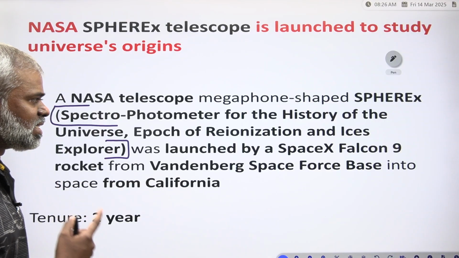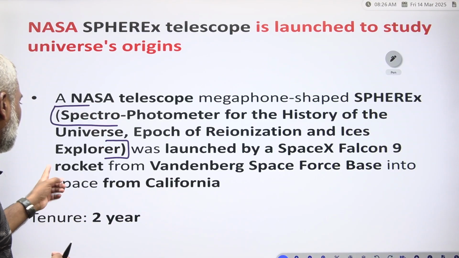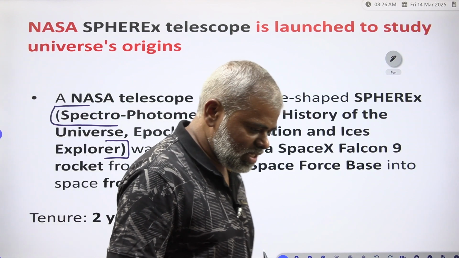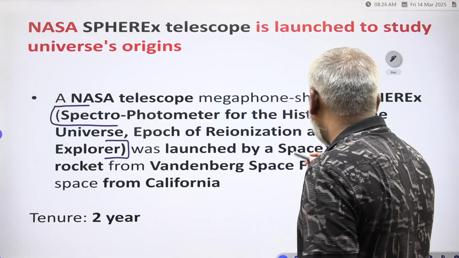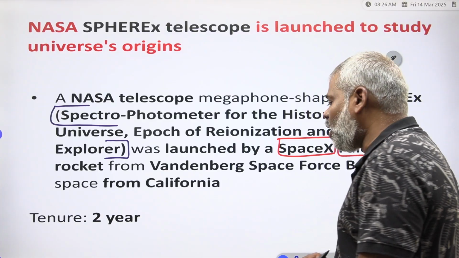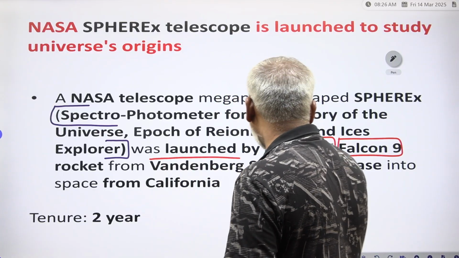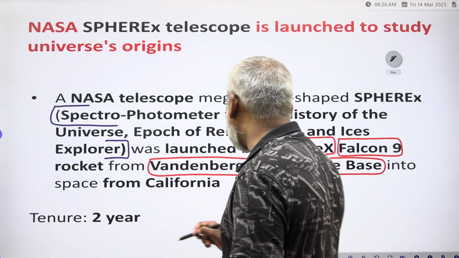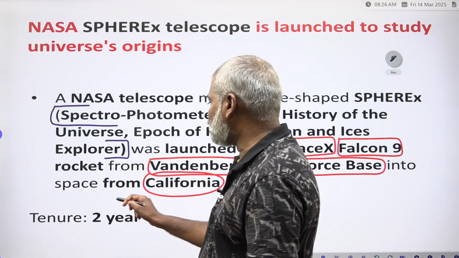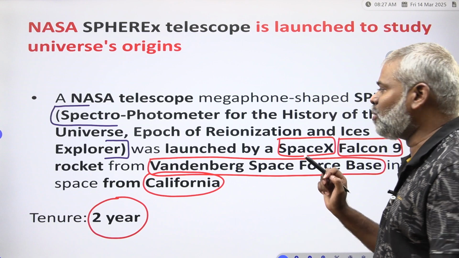It was launched by a SpaceX Falcon 9 rocket from Vandenberg Space Force Base in California into space. In California there is Elon Musk's space agency, SpaceX. They are using the big rocket, the Bahubali rocket of SpaceX, the Falcon 9 rocket, from Vandenberg Space Force Base into space from California. What is the duration of this SPHEREx? The SPHEREx telescope can sustainably work for 2 years.